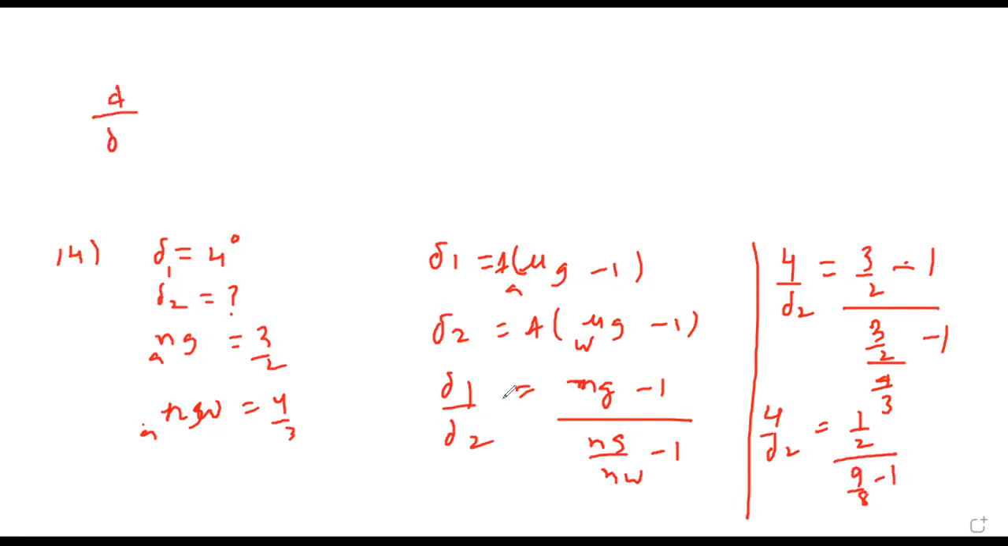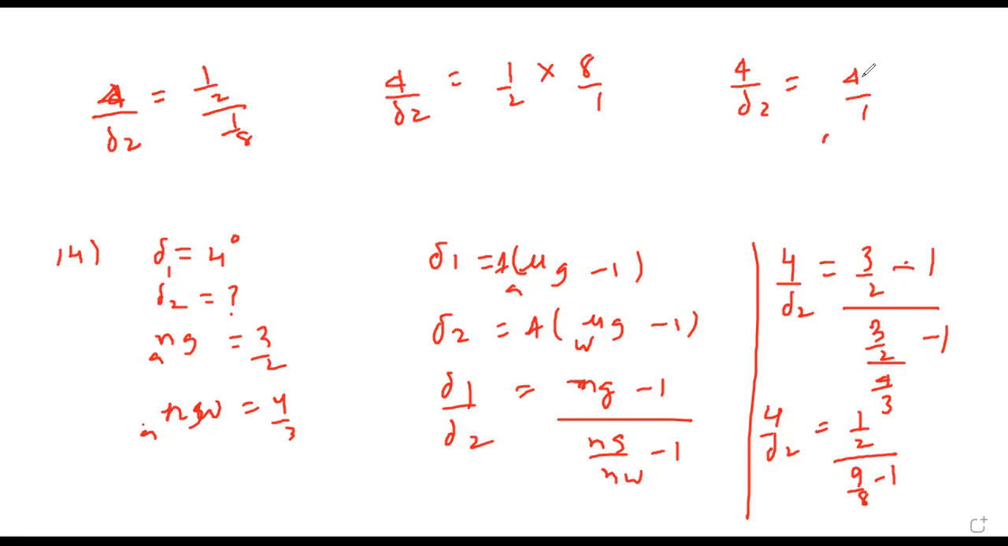4 upon delta 2 is half upon (9 by 8 minus 1). So 4 upon delta 2 equals half into 1 by 8, so 4 upon delta 2 is 1 by 2 into 8 by 1, which is 4 by 1. Therefore, delta 2 is 1.